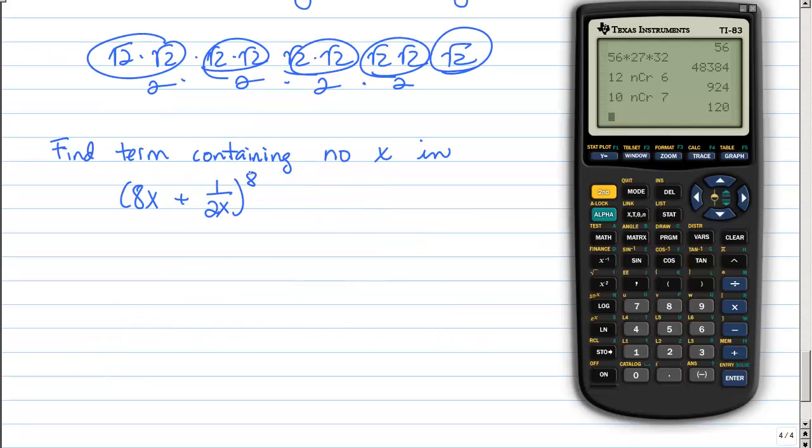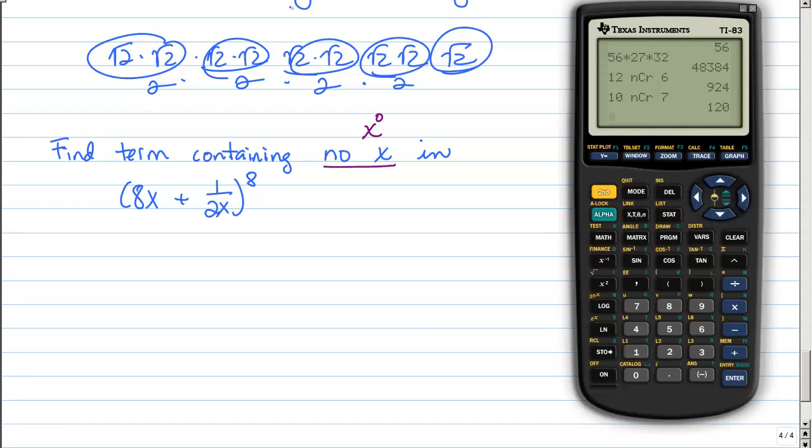Now this one's a little bit trickier. Find the term containing no x in that expression. Well, 8x and you have a 2x, but notice the 2x is on the bottom, so at some point the x's are going to cancel. So when it says no x, that means x to the 0 power.